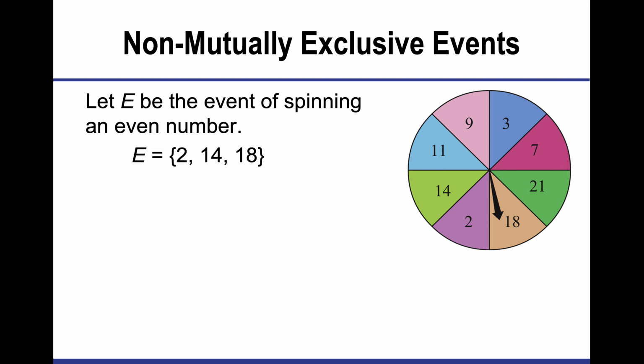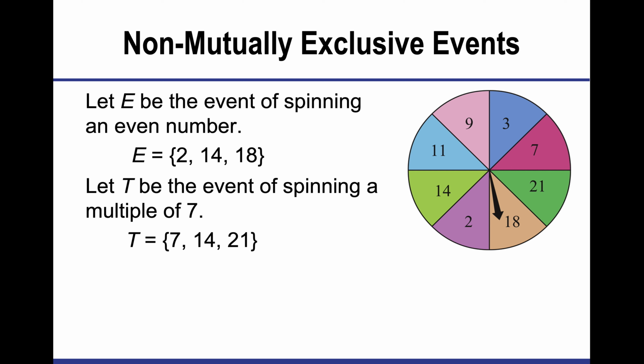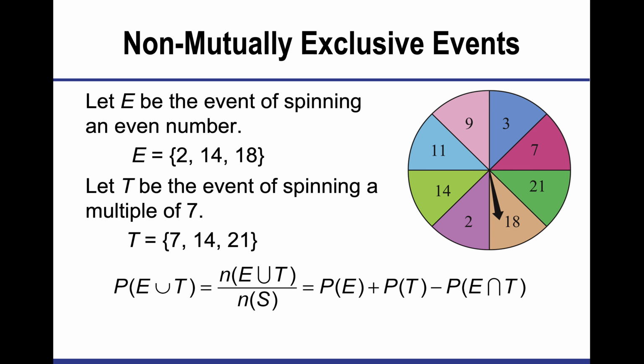So let's look at some non-mutually exclusive events. Here I have E, and it's going to be the event of spinning an even number. So I can get a 2, a 14, or an 18. I'm going to spin again and have T be the event of getting a multiple of 7. So 7, 14, 21.